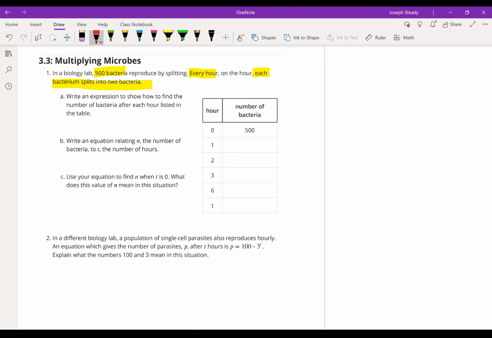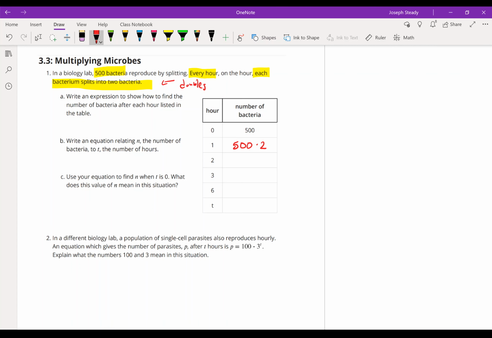The first question we're asked is to write an expression that would let us find the number of bacteria after each hour using this table. So we know right off the bat that each hour, essentially our population of bacteria doubles because each bacteria becomes 2 bacteria. So if we start with 500, in order to find the next number of bacteria, I'm going to say, okay, we're going to do 500 times 2. Right? I'm going to double that. So that's going to give me 1,000 bacteria.